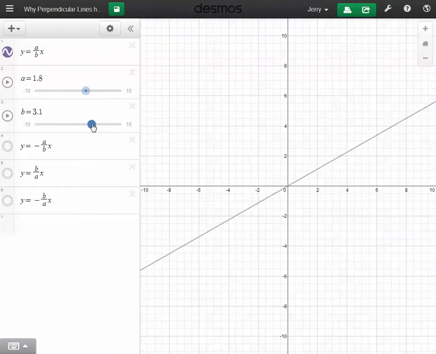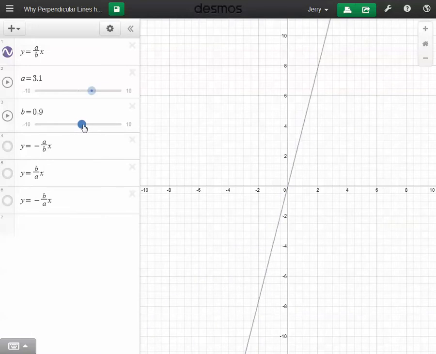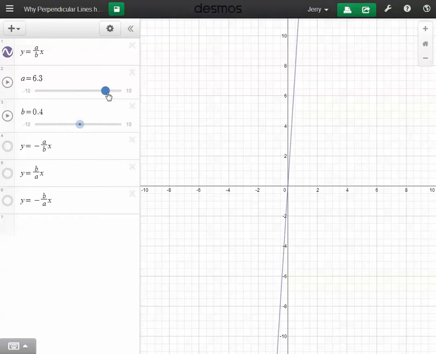So, for example, if a and b are the same, then 3.1 over 3.1 is 1, so right now it has a slope of 1. You can see if we make b 0, then the line disappears because it's undefined, since we're trying to divide by 0. And if we get b really small but a really big, it becomes a very steep line. And likewise, if a is pretty small but b is big, then it's a very unsteep line.